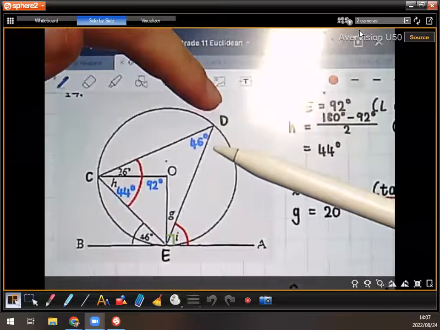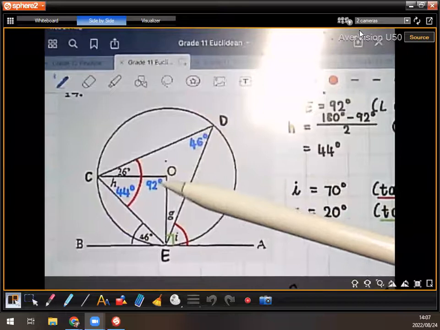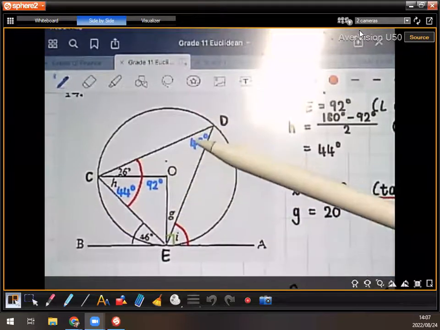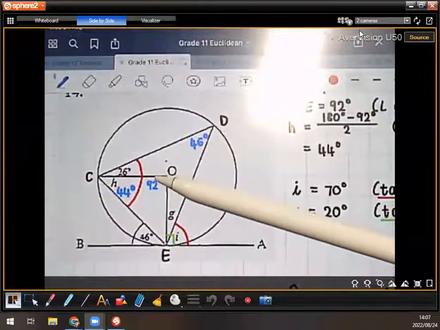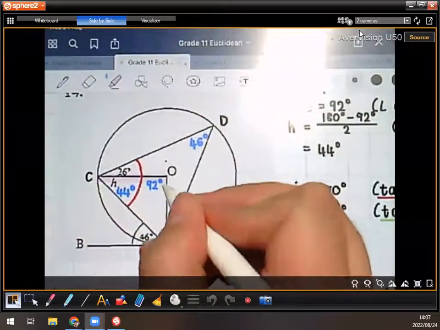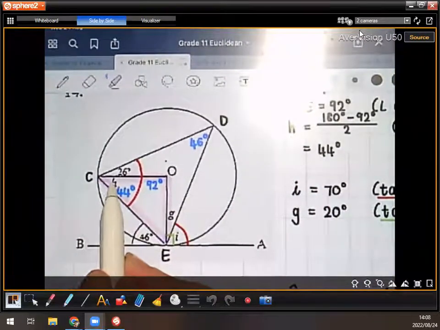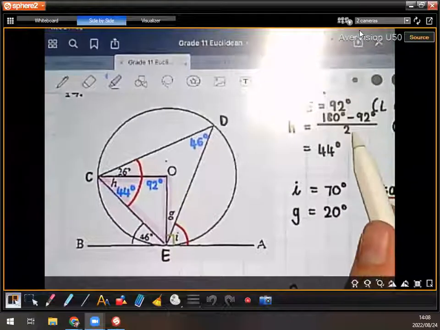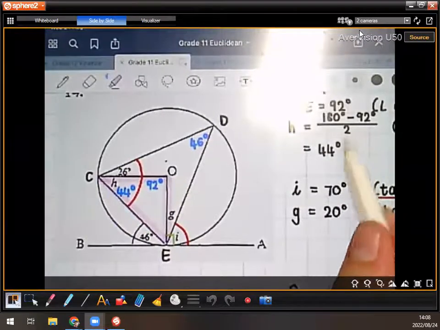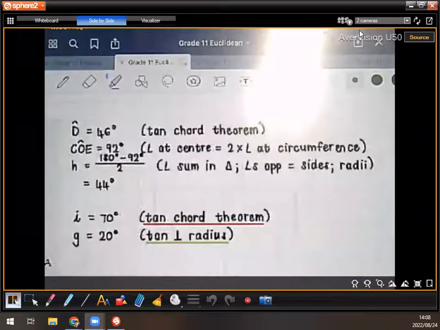And then I said that this angle is 92. That angle at the center, right? Angle at the circumference, angle at the center has to be double that one. That's where I got 92 from. And then because this is an isosceles triangle, this one here, for the radii, I calculate angle H by saying 180 minus 92 and then dividing that by 2. So I got 44. Was anyone able to get 44 in a shorter way?